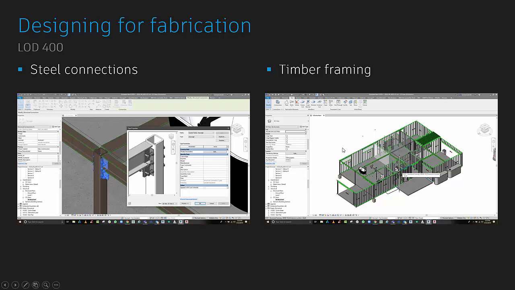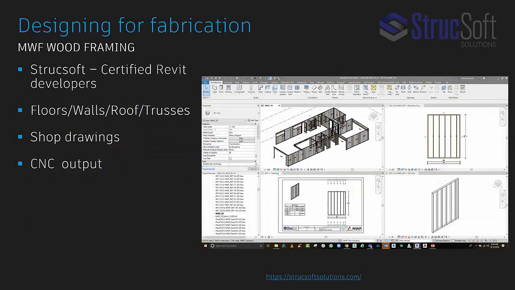with these steel connections. What I want to highlight here is a timber framing tool from a company called MWF, which is owned by Structsoft. So MWF wood framing, it does steel framing as well, is from Structsoft. They're a partner of Autodesk. They're certified as Revit developers, and they provide add-ins for Revit to allow you to do design for fabrication. They've got tools that allow you to set up and then automate the creation of the floors, the walls, the roofs, and the trusses, and then produce accurate shop drawings with also a CNC output.